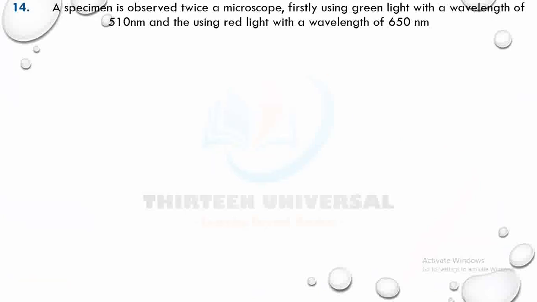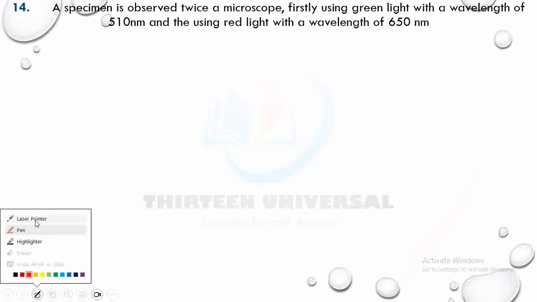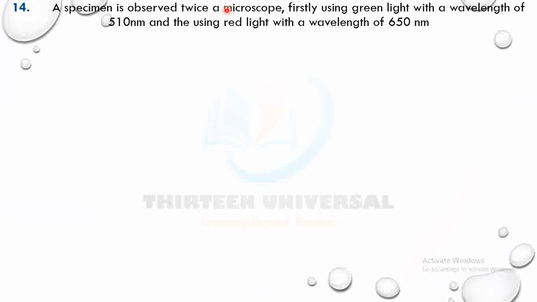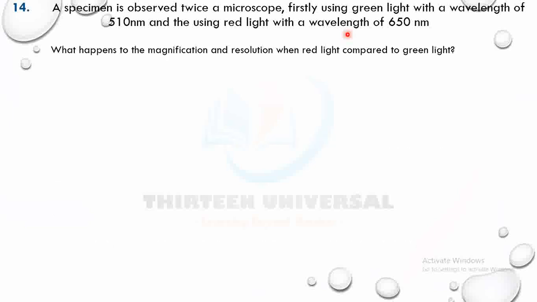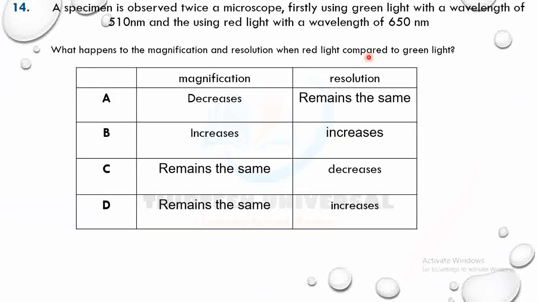Okay, let's look at the next one. A specimen is observed twice using a microscope, firstly using green light with a wavelength of 510, and then using red light with a wavelength of 650. So what happens to the magnification and resolution when red light is compared to green light? Pause the video and try to solve it. It was initially this, and then they moved it to this.